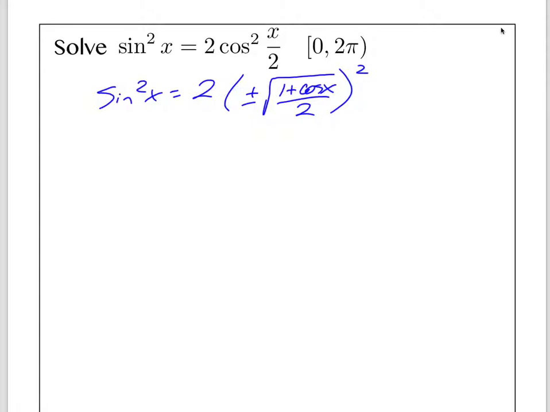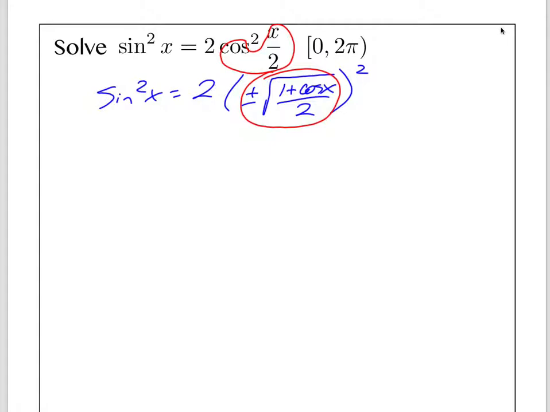Make sure you understand what I did there. All I did was replace the cosine of x over 2 with that right there, which represents the cosine of x over 2. Notice there's a 2 in front of it, so that's why there's a 2 there. And notice it's squared, so that's why it's squared there. Everybody okay with that?